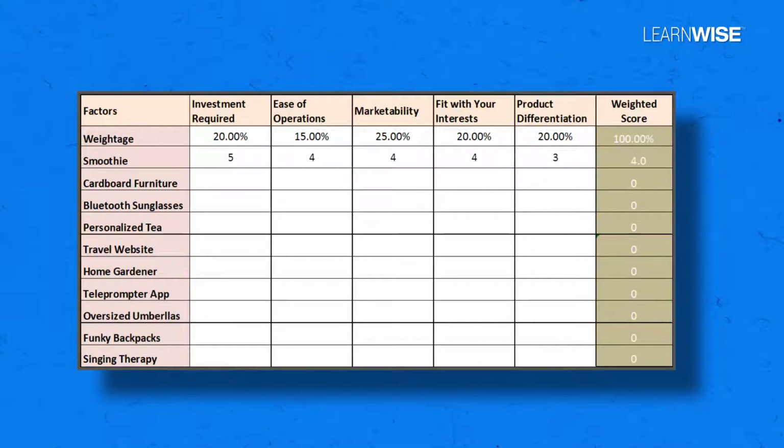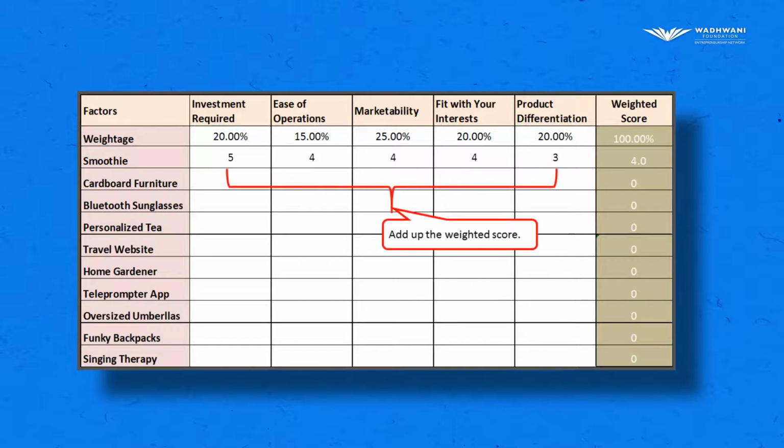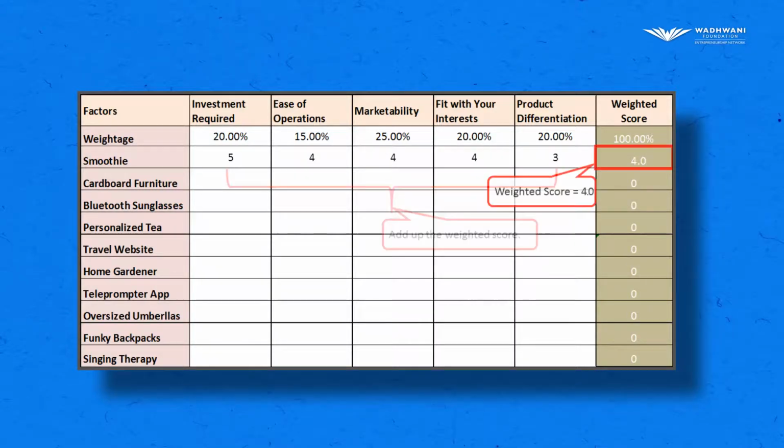Next, each idea factor score is multiplied by the weightage given to the respective factor. I have already coded the formula in the Excel sheet. The score I assign to a factor gets multiplied by its weightage. For example, a score of 5 in investment required factor will get multiplied by 20%. And the weighted score for an idea is simply calculated by adding all the weighted scores. Look at the weighted score in the last column. Note that the weighted score for savory smoothie idea is 4.0.